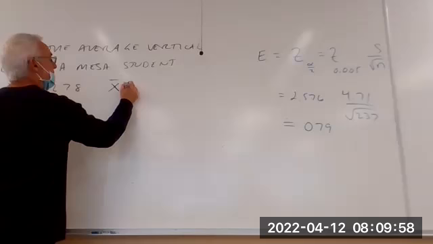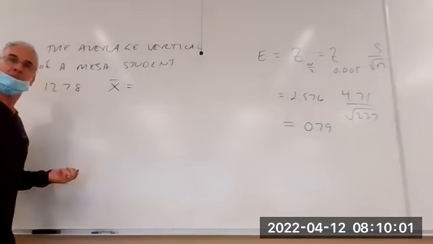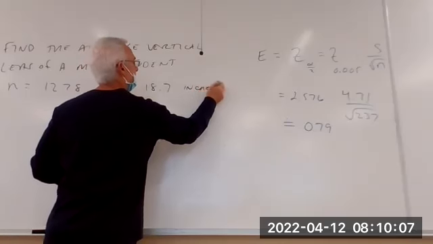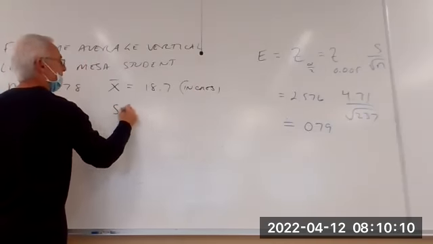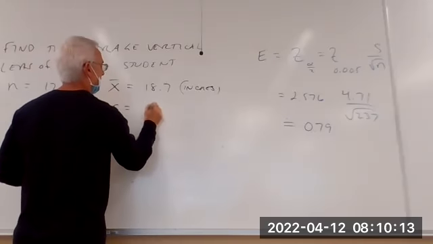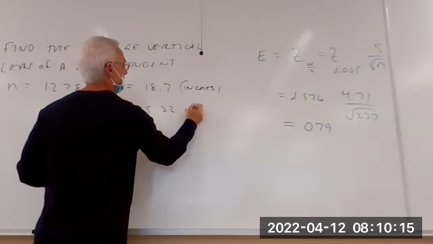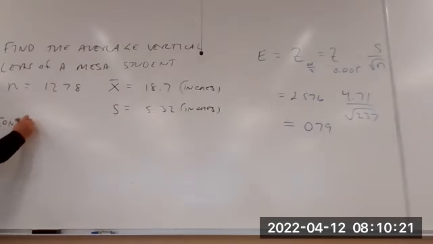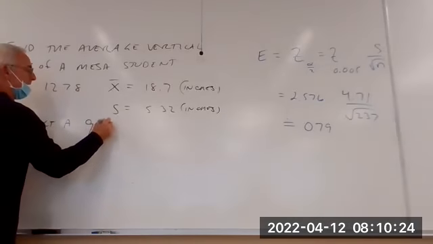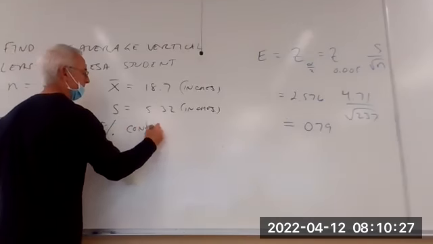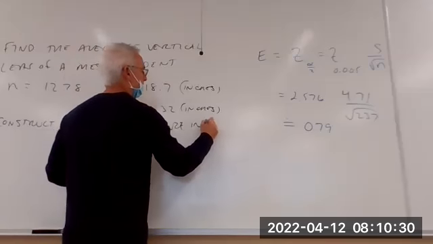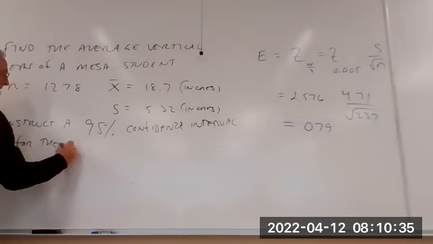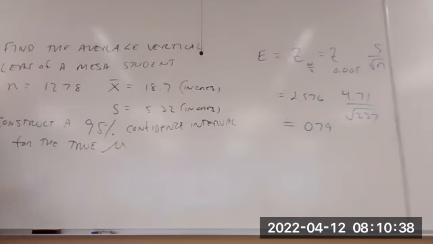So let's say the X bar you came up with collectively on campus was 18.7 inches with a standard deviation of how about 5.32 inches. So here's what we want to do. We want to construct a 95% confidence interval for, and we always see it this way, for the true mean.